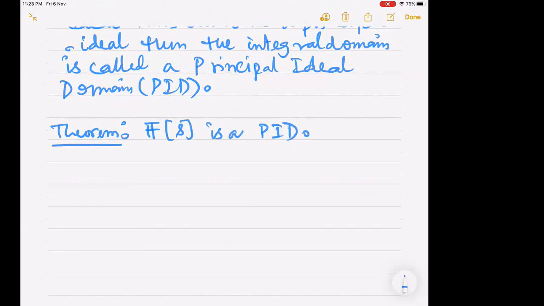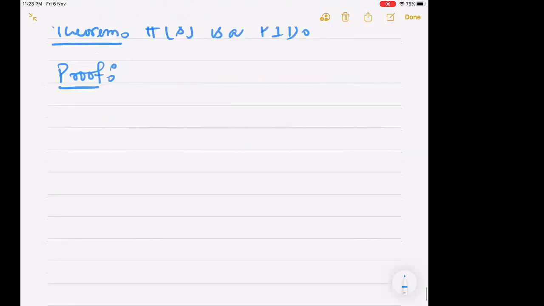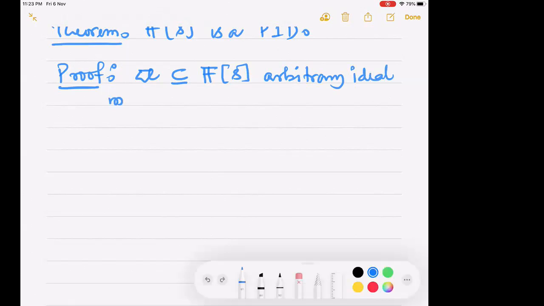So we have already seen that it's an integral domain. We just have to prove that it's a principal ideal domain, that is, every ideal is principal. How do we do this? Let's see. Suppose A is an arbitrary ideal in Fs. Any arbitrary ideal, we don't care. Now notice it's a subset of Fs, no?